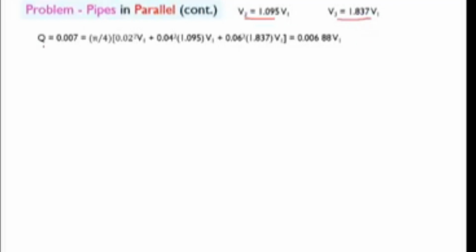Now we are given the total discharge Q. Clear? So that is 0.007. You just keep the units consistent. And in terms of this pipe 1 here, we can calculate this V1. From here, we can calculate V1.